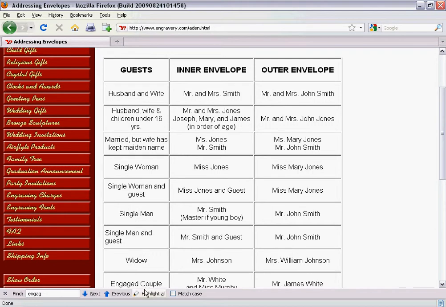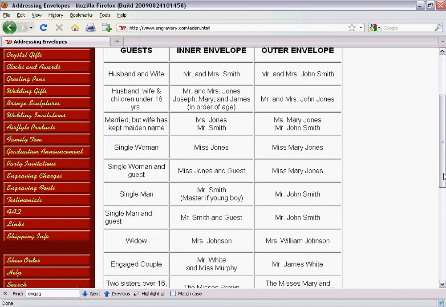If you're inviting a widow, on the inner envelope you'd put Mrs. Johnson, but on the outer envelope you'd put Mrs. William Johnson. For an engaged couple you put Mr. White, and then underneath his name, Miss Murphy, and then on the outer envelope you just simply put Mr. James White.